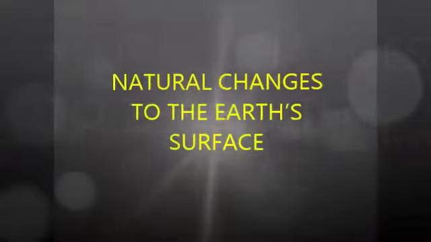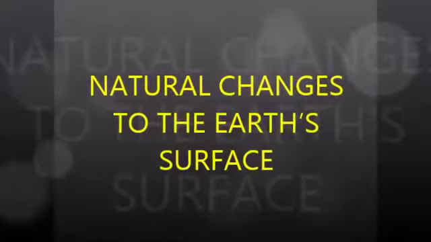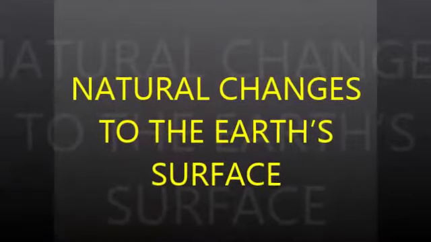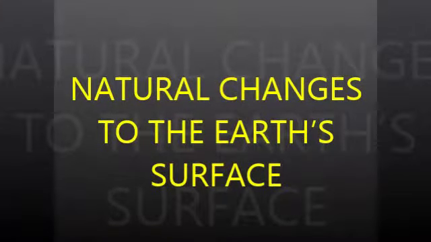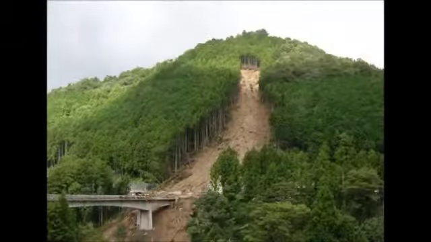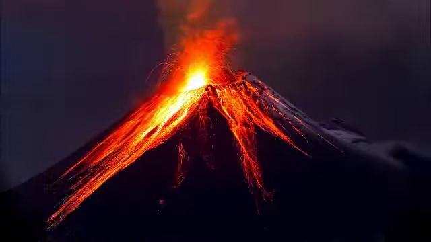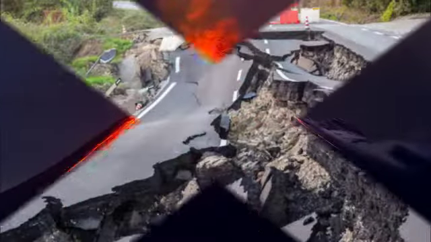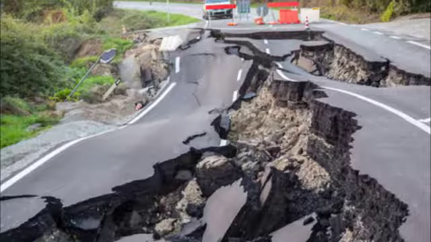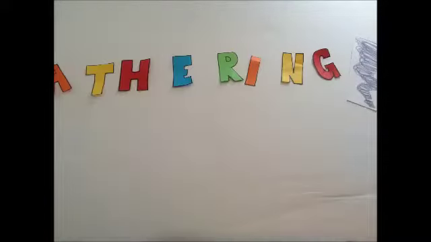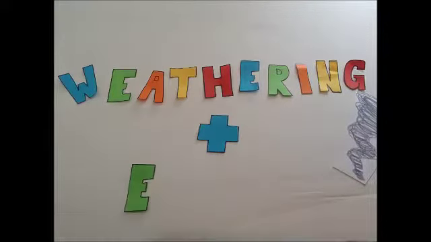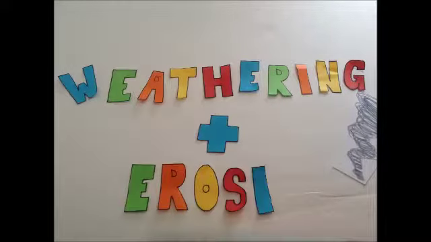Natural changes to the Earth's surface. There are all kinds of things that contribute to changes of the Earth's surface. Some changes are due to fast processes, such as landslides, volcanic eruptions, and earthquakes, just to give a few examples. Other natural changes to the Earth's surface are due to slow processes, such as weathering and erosion.